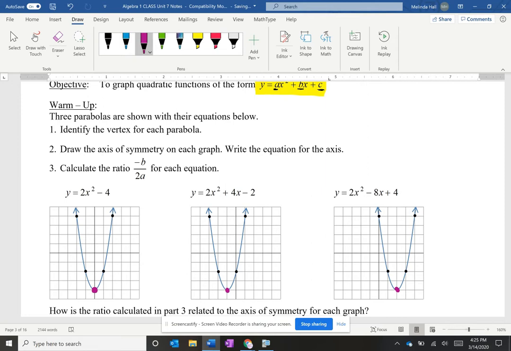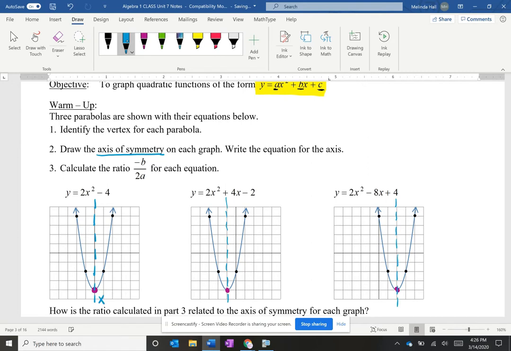Now, with that vertex, we want to draw in our axis of symmetry. Keep in mind, the axis of symmetry is just a line that we don't actually draw on the graph most of the time, but it would be cutting that parabola in half. So that means it goes through the vertex. And since we have to write the equation, all of these would be x equals something.